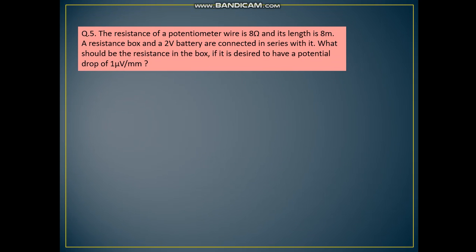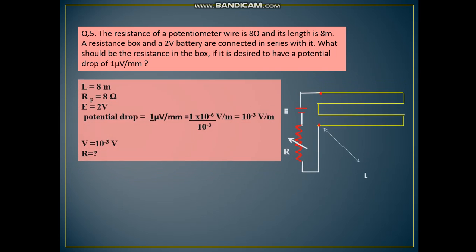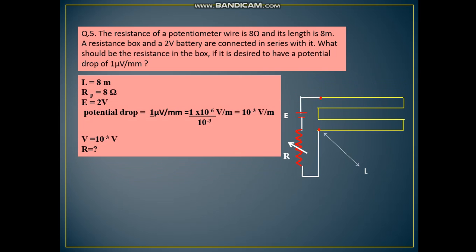The next one. The resistance of a potentiometer wire is 8 ohm and its length is 8 meter. A resistance box and a 2-volt battery are connected in series with it. What should be the resistance in the box if it is desired to have a potential drop of 1 microvolt per millimeter? So you have capital L as 8 meters, Rp as 8 ohm.